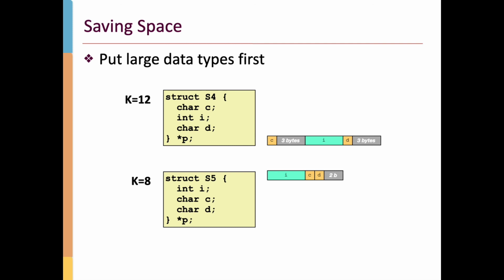If you didn't know how the structure was going to be allocated in memory, you might think that it really doesn't make any difference how you order those elements. But with the knowledge that they're going to have to be aligned on particular byte boundaries and that the compiler might open up extra space, you can save considerable amounts of memory.